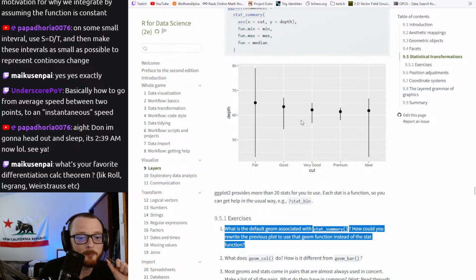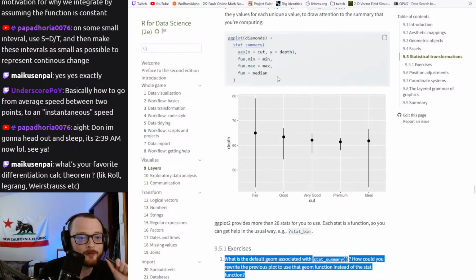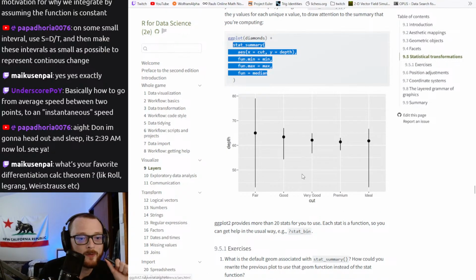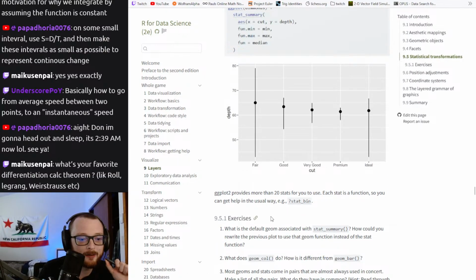Yeah, and make this plot, but instead of using stat summary as they did here, use geom point. And I'm getting confused on how to use geom point. It's been my big issue. Or geom point range.